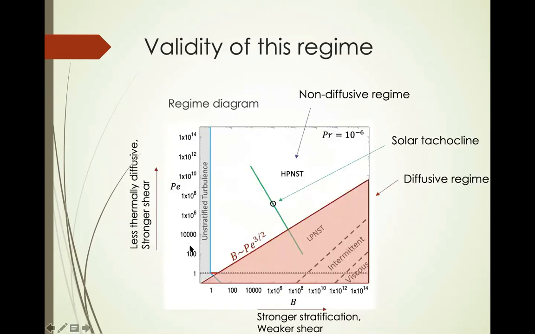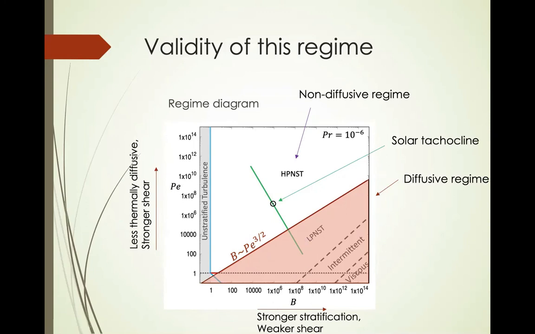On the y-axis here, I have the Peclet number, which you remember is a measure of the thermal diffusion timescale. So the larger the Peclet number, the less thermally diffusive, or the stronger the shear. On the x-axis, I have the stratification. As the stratification increases, B increases, or equivalently, the shear is weaker. This threshold between the diffusive and the non-diffusive regime is given by this red line here. So everything above the red line is non-diffusive. Everything below the red line is diffusive.